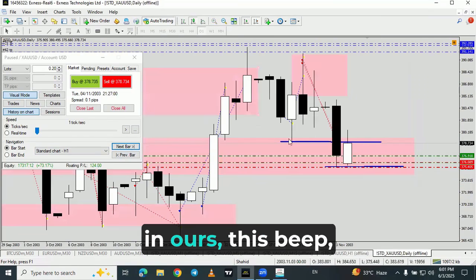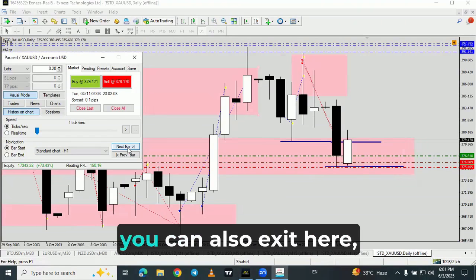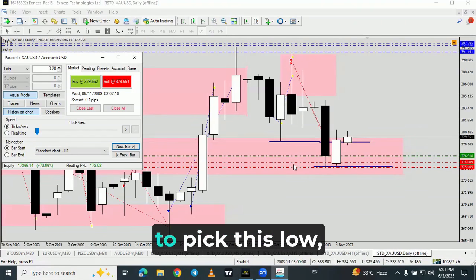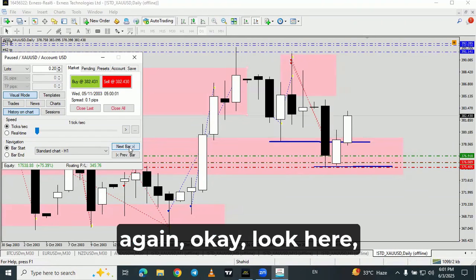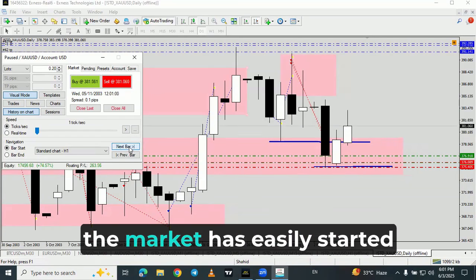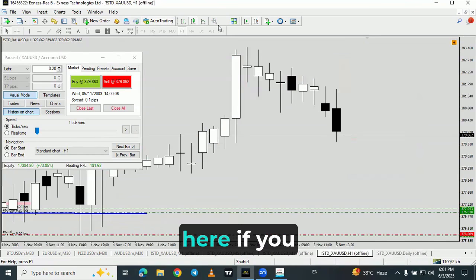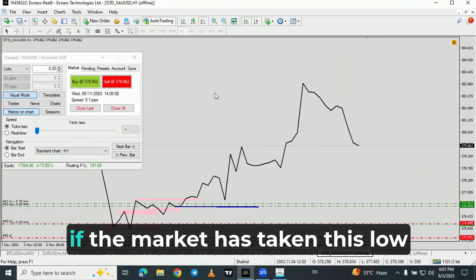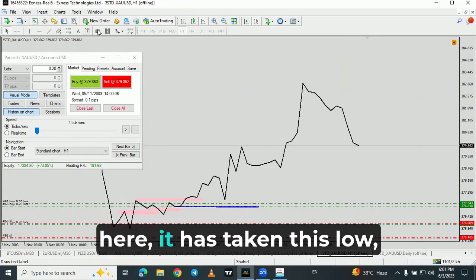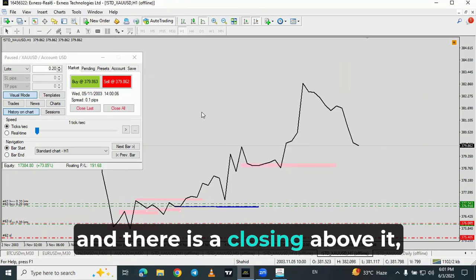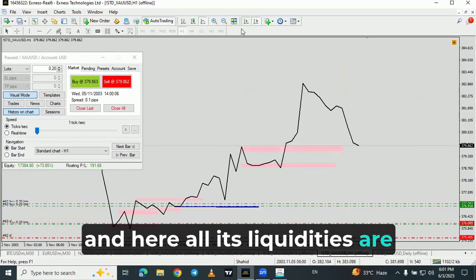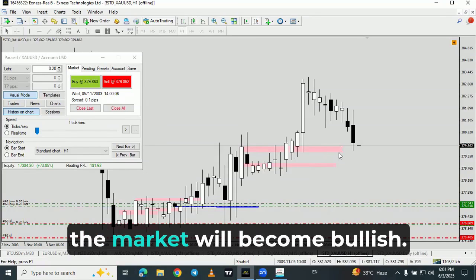Look daily, in ours we have a counter here. You can also exit here. If the market comes to pick this low, then we will make it bullish again. Okay, look here, the market has easily started becoming bullish. The market is still bullish. If the market has taken this low here, it has taken this low and there is a closing above it, and here all its liquidities are lying. If it picks them, the market will become bullish.